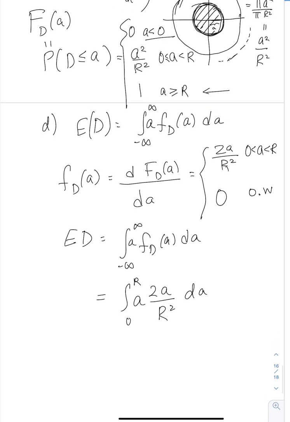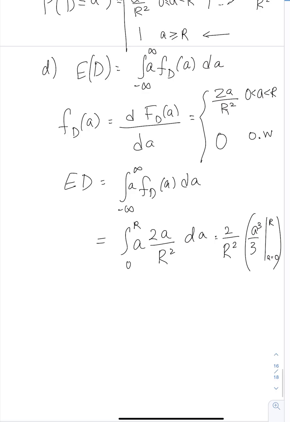So expectation of D is the integral of a times f of a for the random variable D. Okay, and now you just do the integration. So 2 over r squared stays. Integral of a squared is a cubed over 3, a goes from 0 to r. And the reason I wrote this, a goes from 0 to r, is just to make sure you remember which variable you're substituting. Okay, so you have 2/3, you have r cubed.